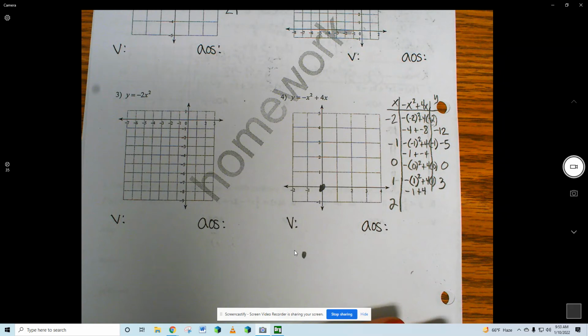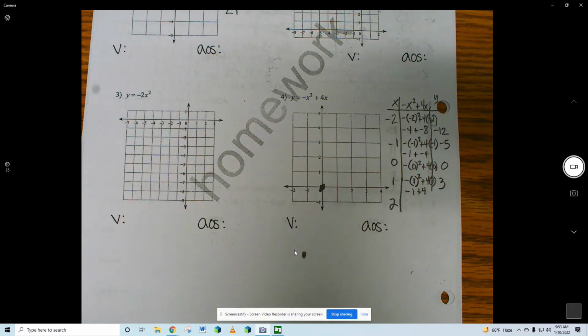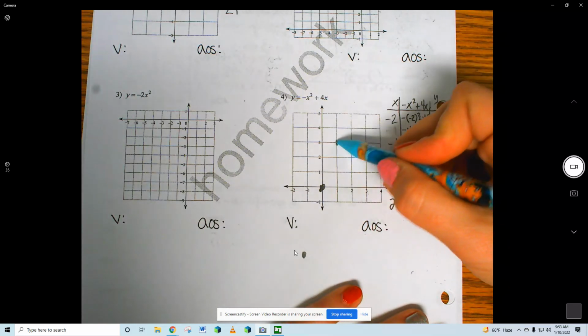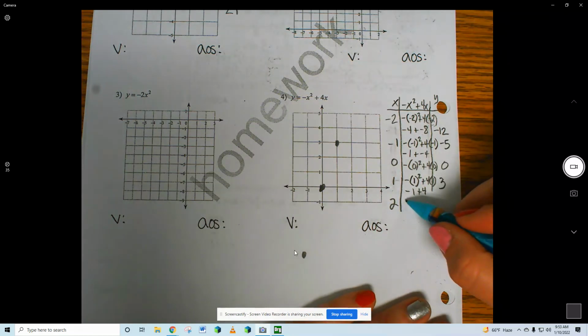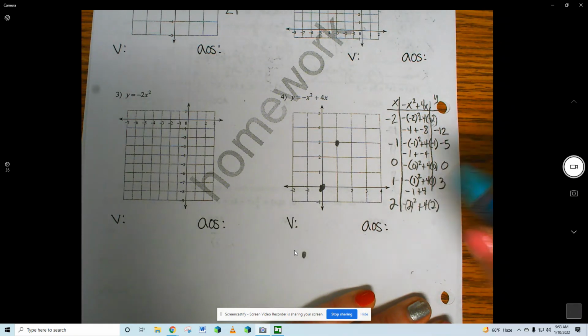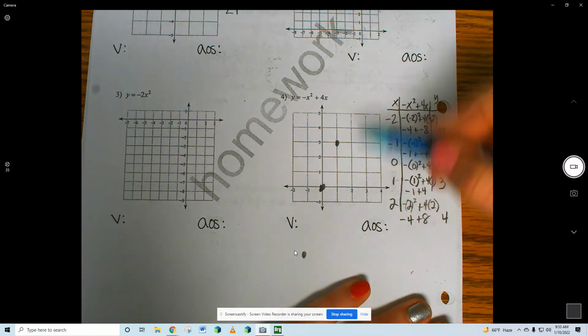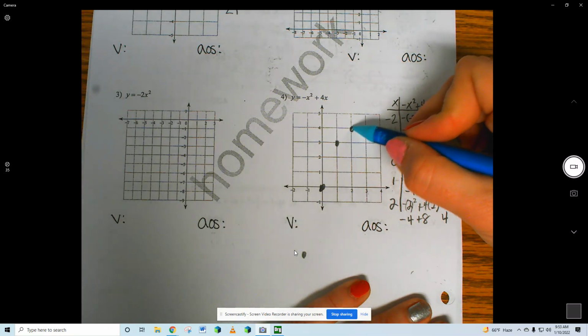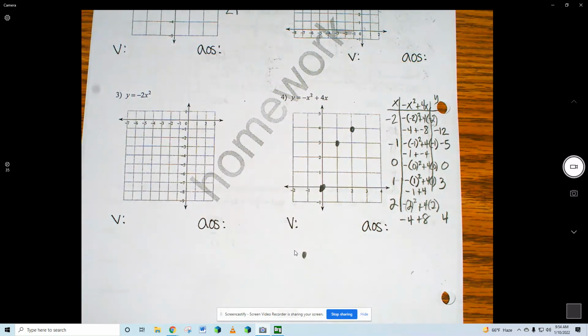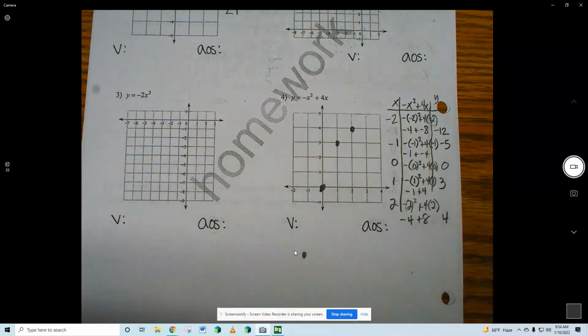Huh? Hold on. Over 1 up 3. 2. Negative 4 plus 8, positive 4, over 2 up 4. Huh. I didn't even get to know exactly where my vertex is.